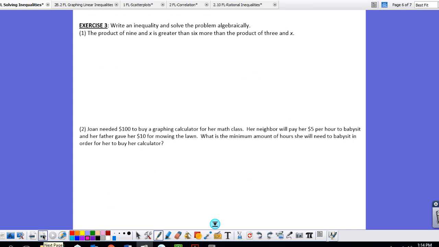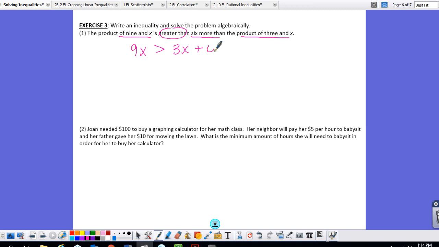All right, so now we're going to go a little bit deeper and do a little bit more application. We have the product of 9 and x is greater than 6 more than the product of 3 and x. So the product of 9 and x means 9 times x. And we have a greater than symbol. 6 more than means I'm going to add 6 to something. And the something is the product of 3 and x.